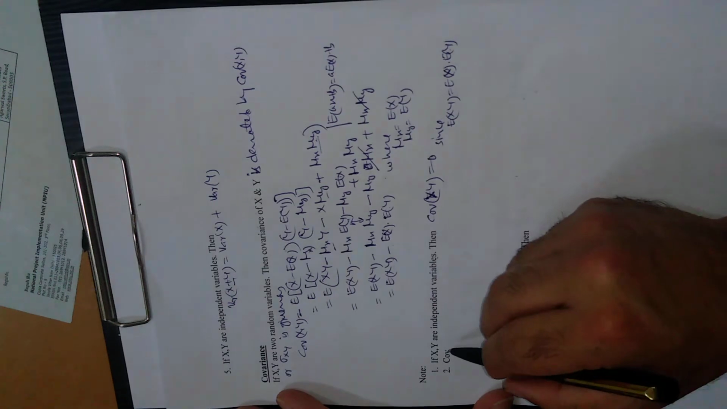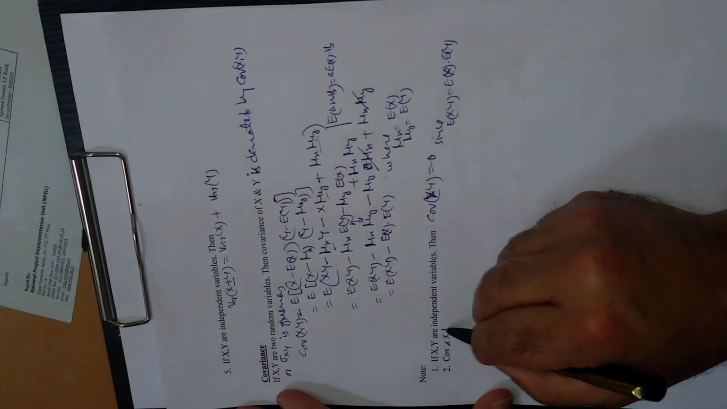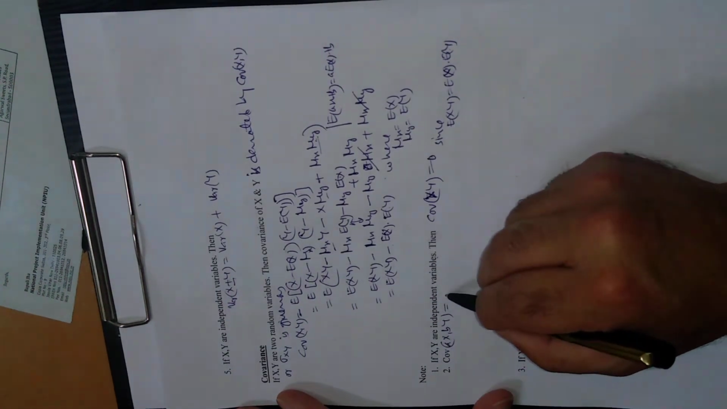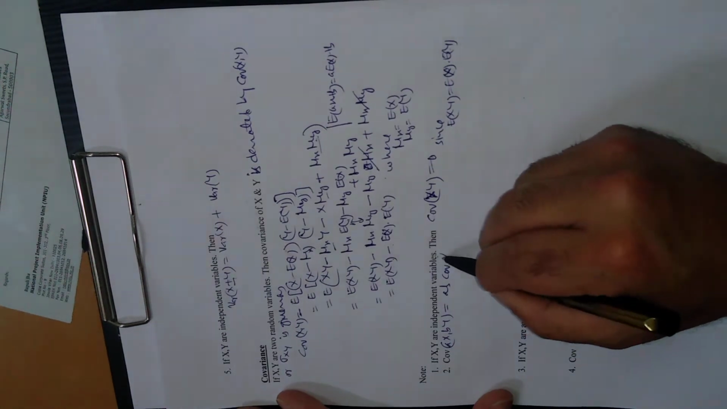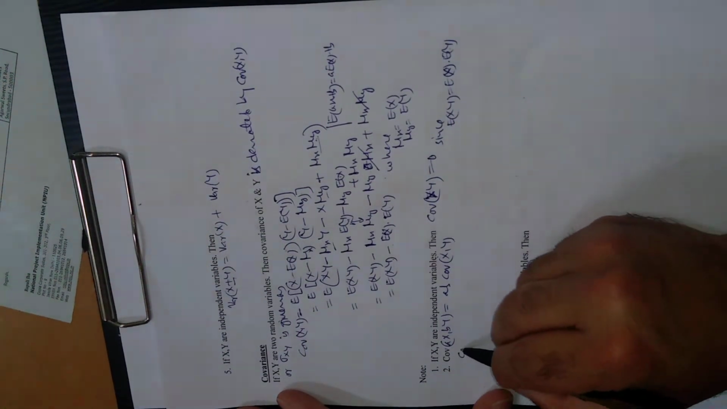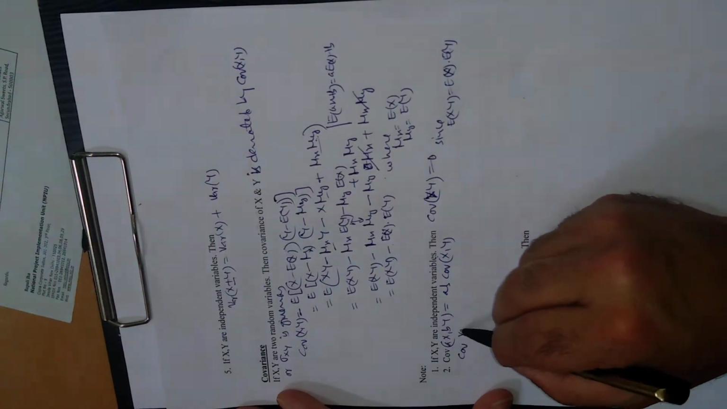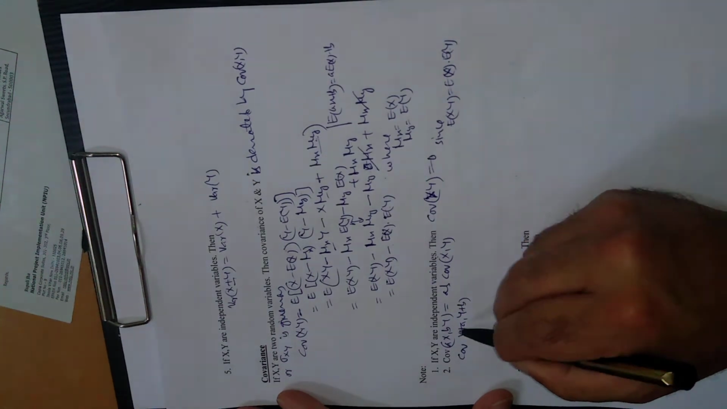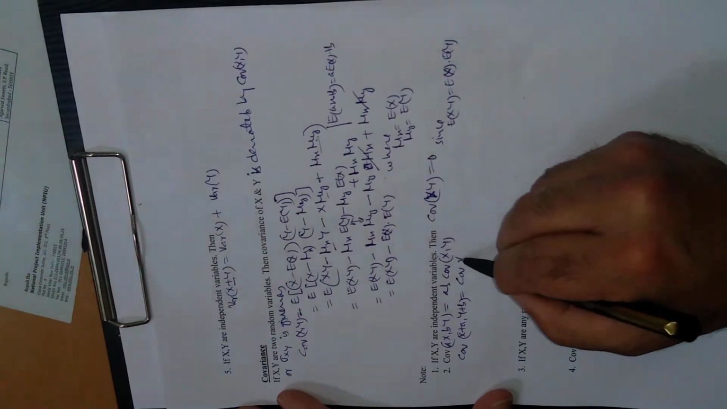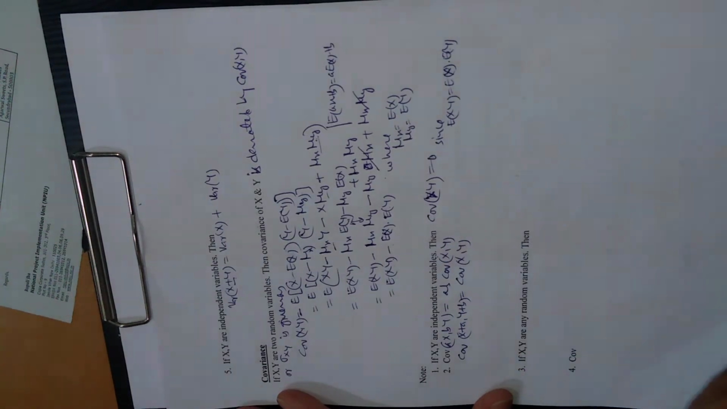Next, covariance of ax and by is equal to ab covariance of x and y. Similarly, covariance of x plus a and y plus b is covariance of x and y. A and b are not appearing here.